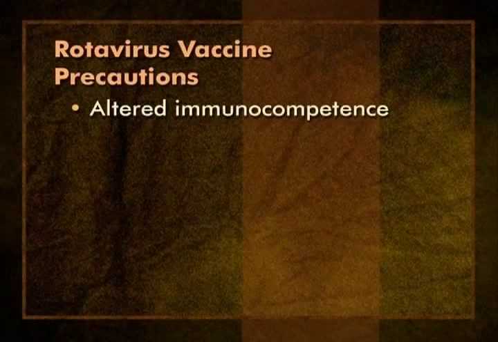Rotavirus vaccine has several precautions. In general, when a precaution is present, the vaccine will not be given. However, clinicians may consider use of the vaccine on a case-by-case basis. Clinicians should consider the potential risk and benefits of administering rotavirus vaccine to infants with known or suspected altered immunocompetence. Children who are immunocompromised because of congenital immunodeficiency or hematopoietic stem cell or solid organ transplantation sometimes experience severe, prolonged, and even fatal rotavirus gastroenteritis.